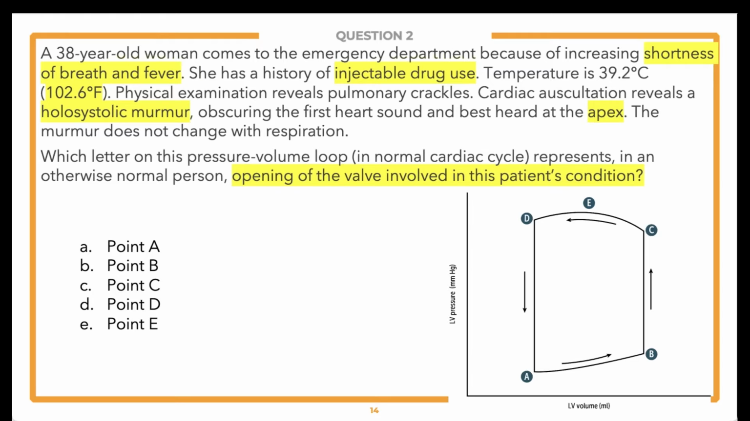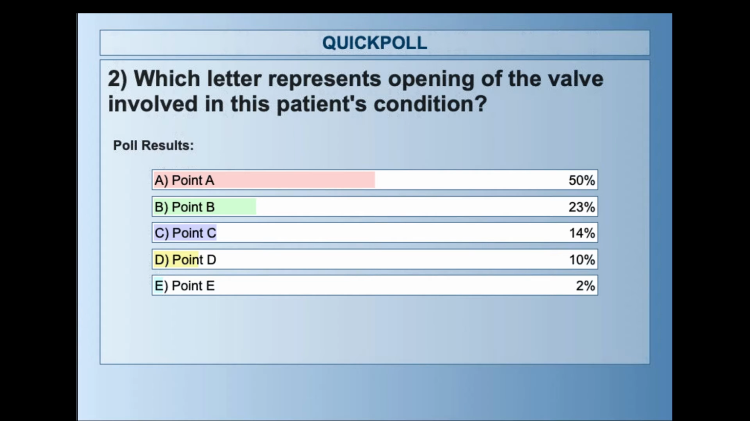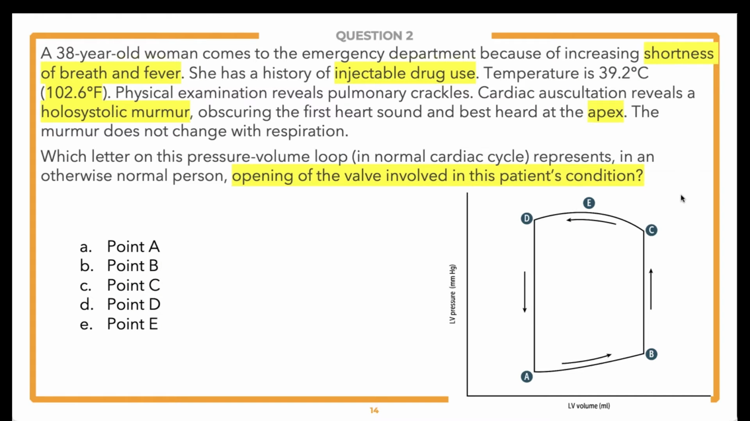So again, about half of you made a selection. You went with point A. About 1/4 of you went with point B. So down there on the bottom of the pressure volume loop, some went with C. Some went with D. A couple of you went with point E. Interesting. So let's hide the results and share the answer.